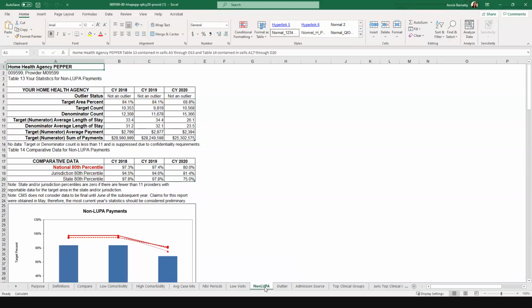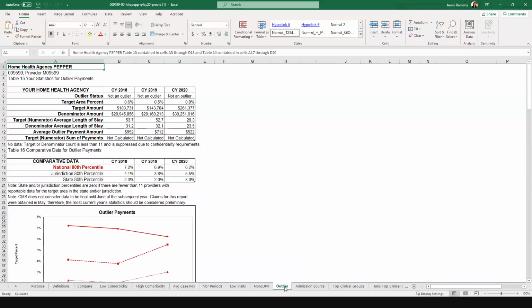Okay, for the non-LUPA payments, again, this agency was not an outlier for any of those 3 years. In outlier payments, not an outlier. This agency was under 1% for all 3 years, and you can see the national, jurisdiction, and state were all at least above 2%. So obviously this agency would not be an outlier for any of those comparisons.